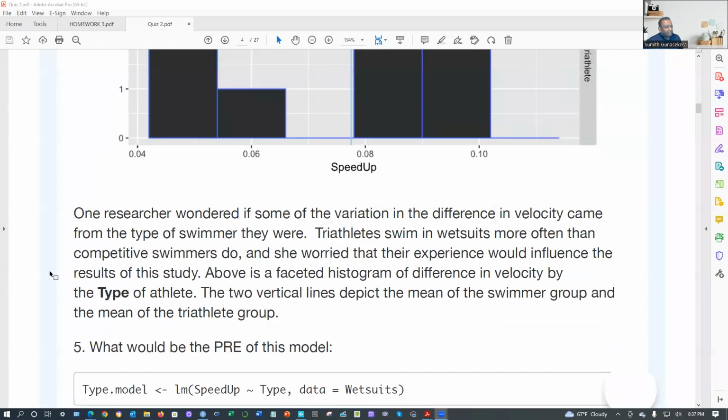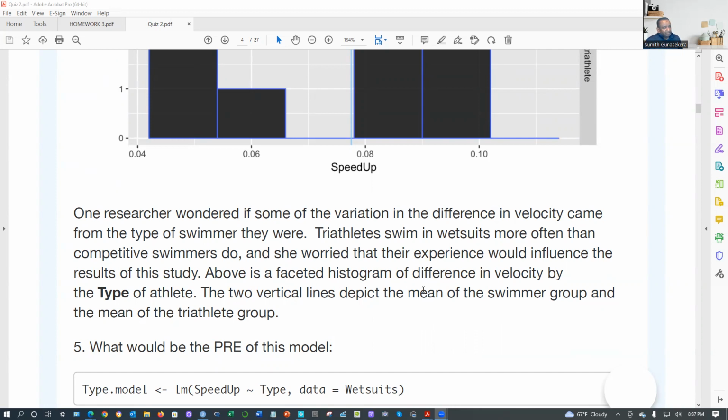Look at this. One researcher wondered if some of the variation in the difference in velocity came from the type of swimmer they were. Triathletes swim in wetsuits more often than competitive swimmers do, and she worried that their experience would influence the results of the study.